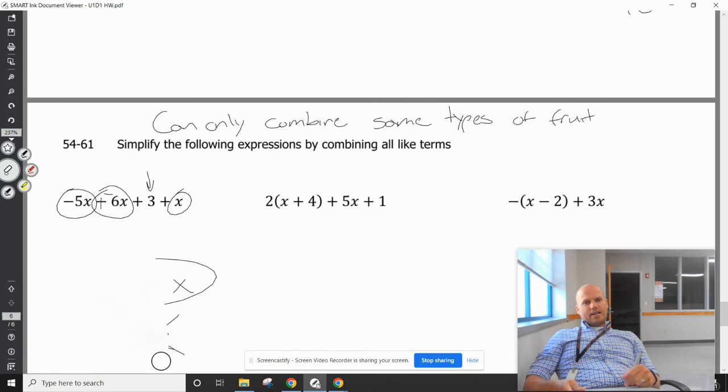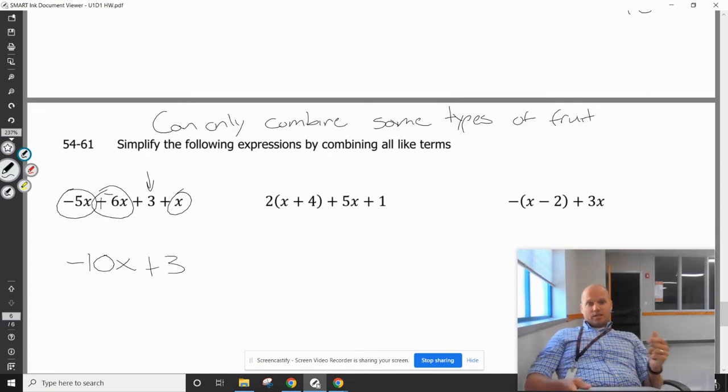So that's how I try to explain like terms. Apples go with apples, oranges go with oranges, and so on and so forth. I owe 11 apples. I have 1. Okay, here's 1. I owe you 10 apples. Still have 3 oranges, though. That's nice.